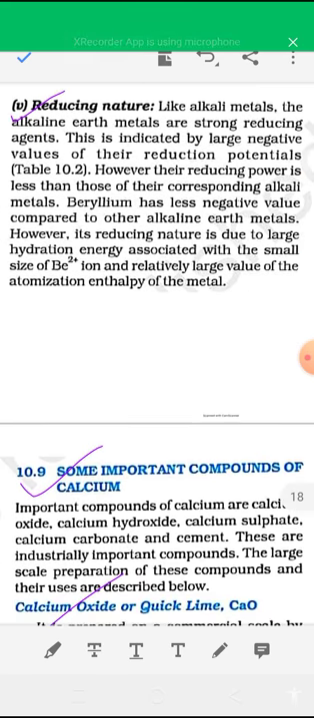Reducing properties are similar to group 1 elements. These elements, alkaline earth metals, also behave as reducing agents. They can reduce other elements easily. Okay, this is because they can easily release electrons. So alkaline earth metals also act as reducing agents.